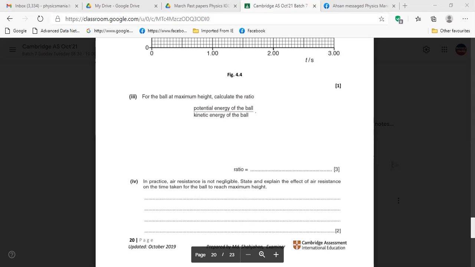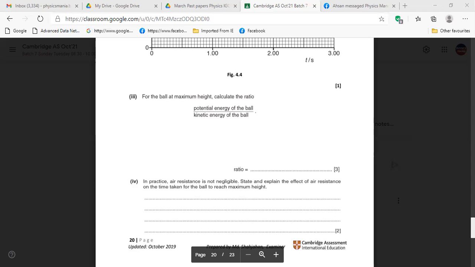Sir, it will slow down the speed. Yes, the air will hit the particles of the ball. Yeah, look, they are asking you something very specific: what is the effect of air resistance on the time taken for the ball to reach maximum height? Sir, then the time taken will be slower, so time will be slow for the ball to reach maximum height.